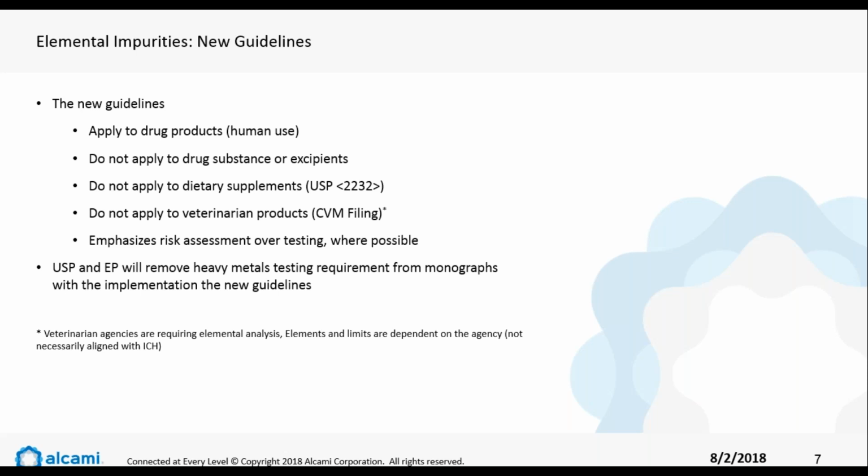Dietary supplements are not included. There's actually a different USP chapter, 2232, that covers elemental impurities for that. So it has, I think, a modified list of elements and limits, but that's not being controlled by 232.